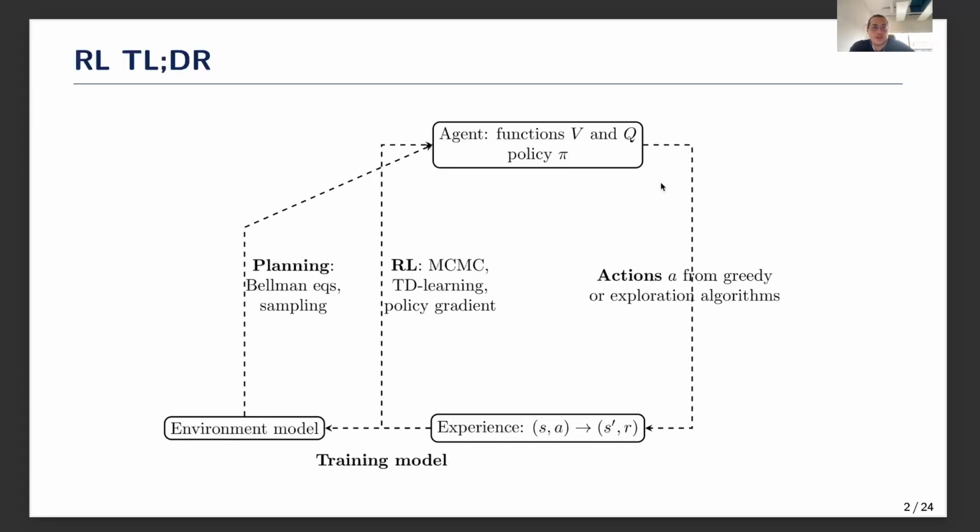Also, the environment returns some feedback as a result of the agent's actions: the next state and some reward from the reward function. This feedback forms the experience tuple: our current state, our current action, reward, and next state.